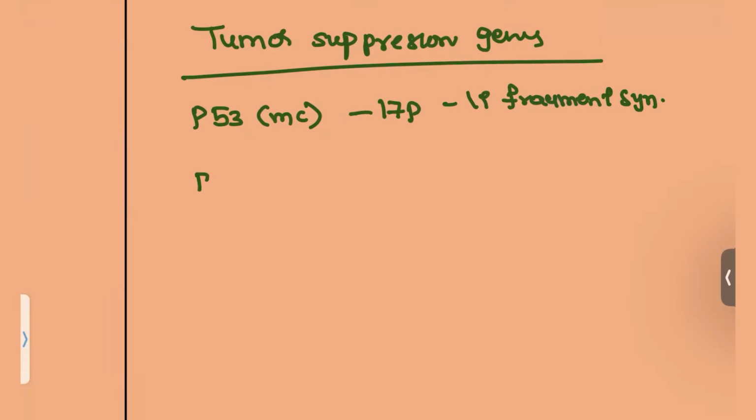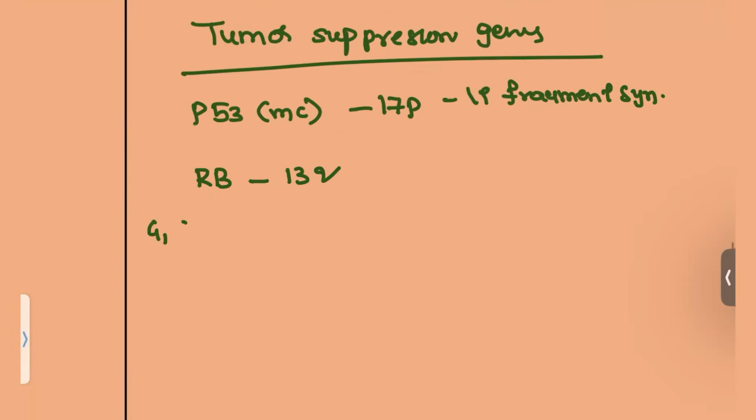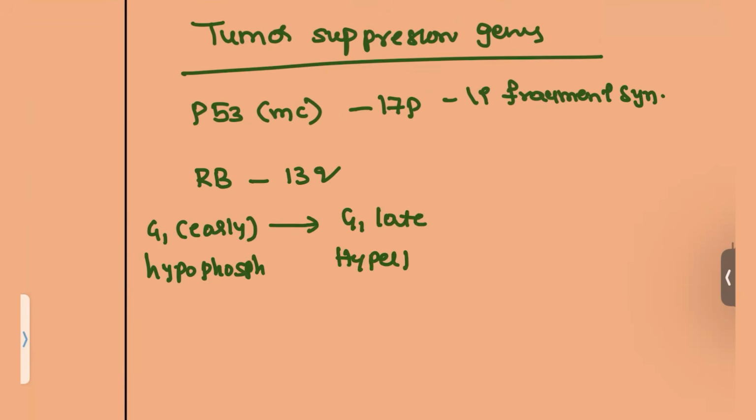And the other one is the RB gene. The RB gene is present on chromosome 13q. And the RB gene is going to act in two ways. At the early G1 phase, it is going to be hypophosphorylated. Whereas in the late G1 phase, it is going to be hyperphosphorylated.